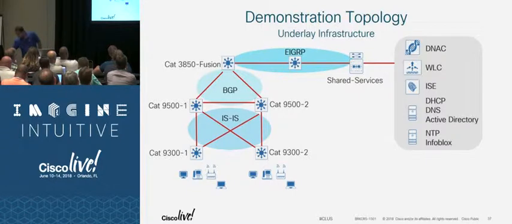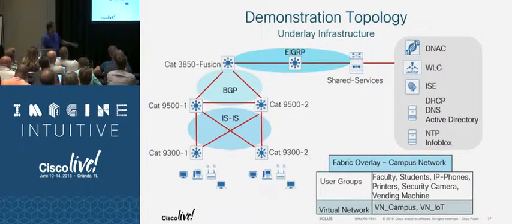And yeah, so what I'll be building is simulating a school environment where I'll be having two VNs: VN Campus and IoT. I will basically be having a faculty user group, student user groups, and a bunch of endpoints like IP phones, security cameras, and vending machines connected to my 9300 switches.